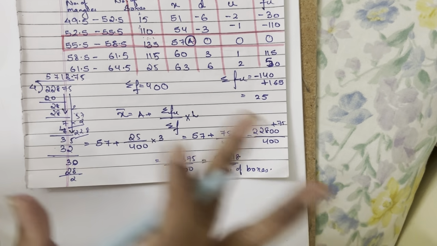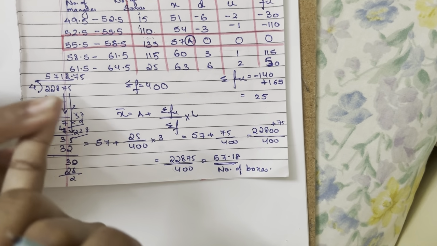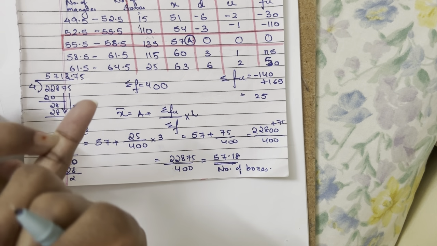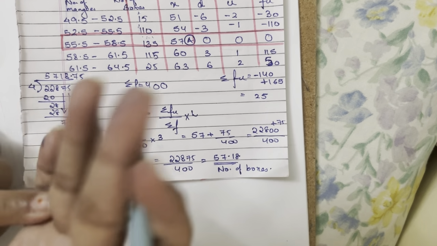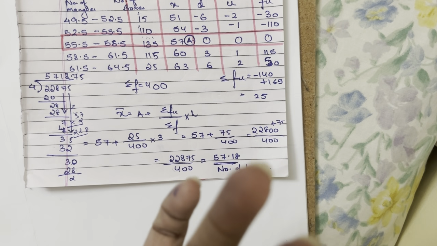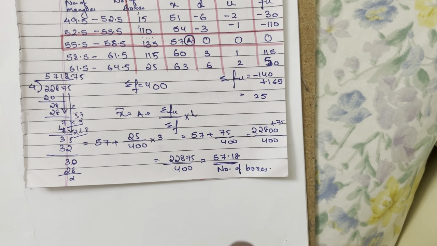Okay, so this is pretty much it, that you can do your step deviation, you can do your assumed mean method, you can do your direct method. You can do any of these methods, depending upon the calculation that is required over there.